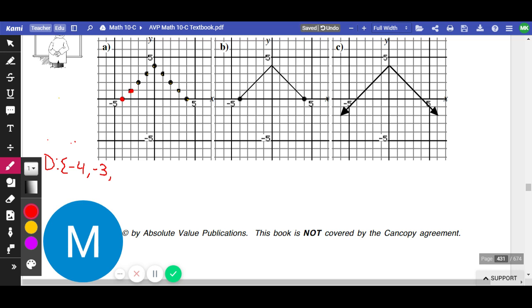And you can just keep going with this trend, right? The next point is right here. It's at -2. The next point has an x value of -1. The next one has an x value of 0. 1, 2, 3, and 4. I've now listed all the possible x values for that question.